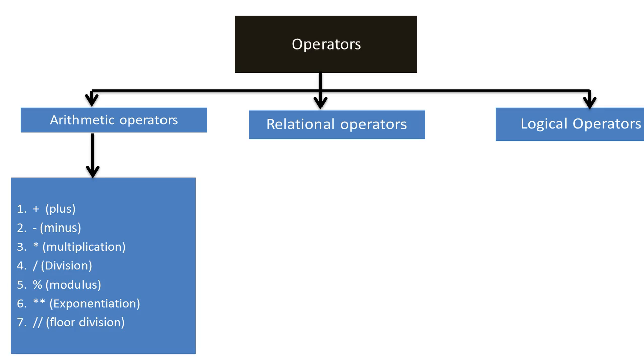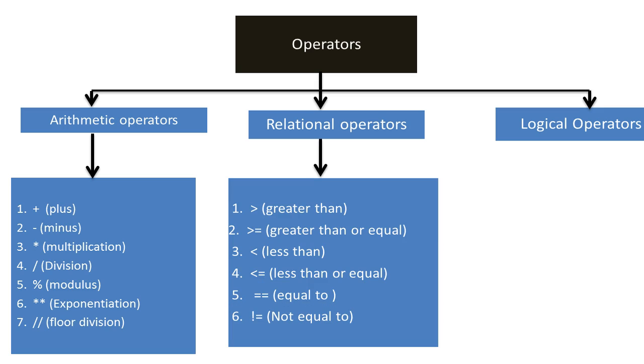As far as arithmetic operators are concerned, we have got a host of them: plus, minus, multiplication, division. Then there is the modulus operator with the percentage symbol. You can see it in the list at number 5. What the modulus operator does is get the remainder after a division. I will give you an example after a while. Then the double star symbol at number 6 is for exponentiation, and double slash is for floor division.